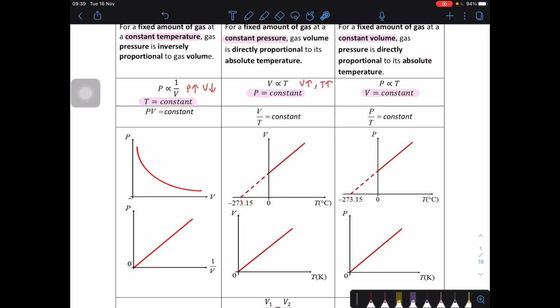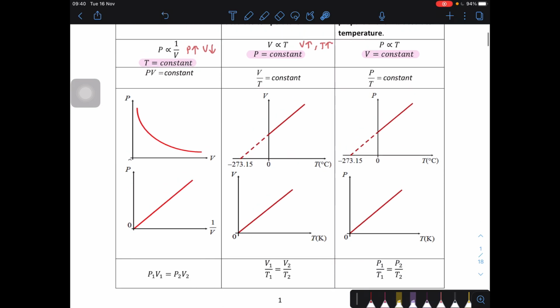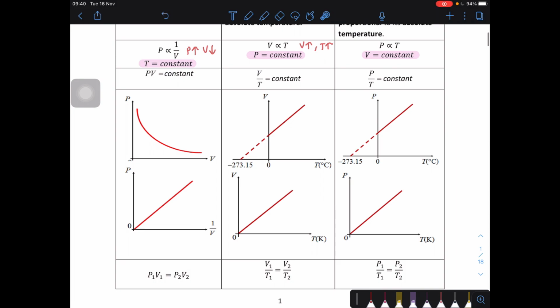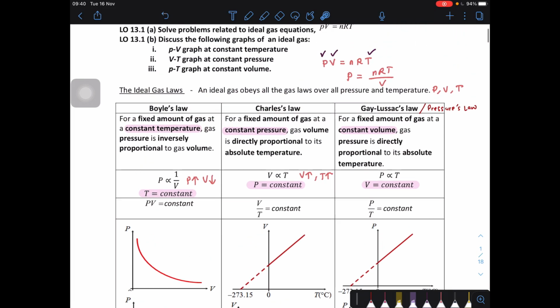Because usually kita tidak guna this graph. Kita akan gunakan this graph only because the SI unit for temperature is Kelvin. Okay. So when we want to find it in terms of ratio compared to initial and final volume or temperature, we will use this one. V1 over T1 is equal to V2 over T2.